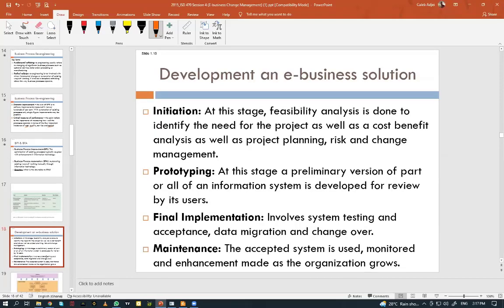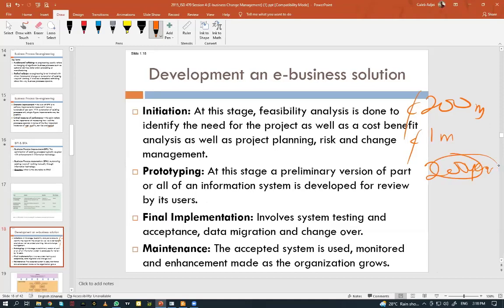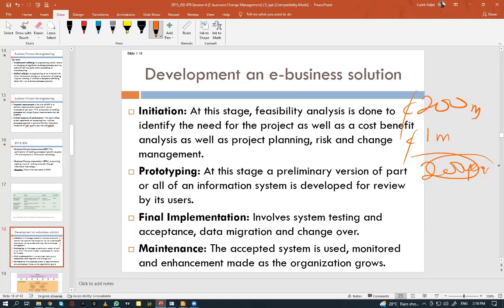Developing an e-business solution. How do we do it? Number one, we do something we call initiation. At the initiation stage, feasibility analysis is done to identify the need for the project as well as the cost benefit analysis. What is the cost benefit analysis? We are investing 200 million cedis into the system, and the output tells us that we will only get 1 million every year. So this means we will need 200 years to recoup our investments. This is nothing to invest your money in.